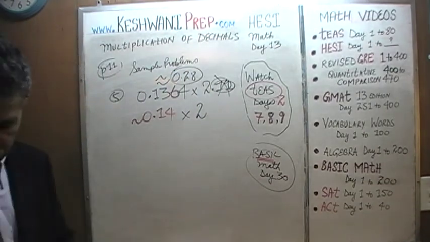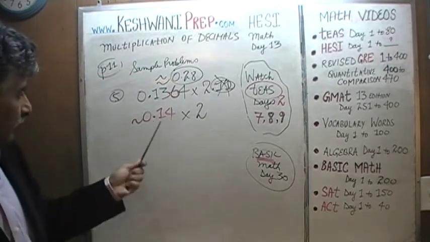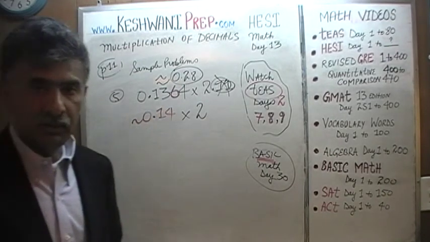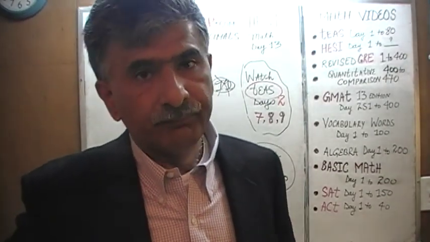Because 14 times 2 is 28. It's 0.14, so it's 0.28. That's your answer, 0.28. If you find one answer choice that is very close to 0.28, that's your answer.